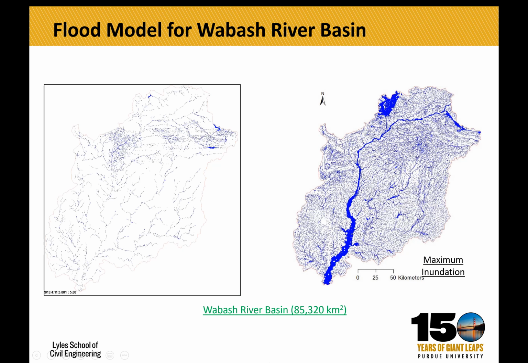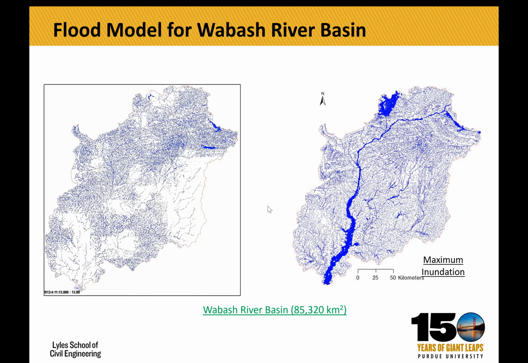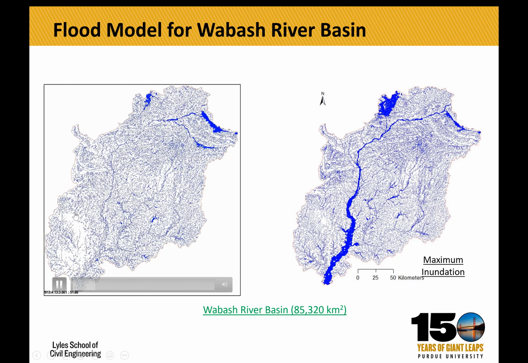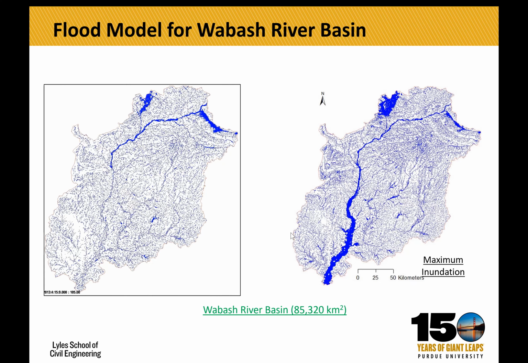So this is a complex model. It does require a lot of computational resources. So we are trying to reduce the computational demand by using this hybrid approach, and then can we use this over a large area. So what you see here is the same model running for Wabash Basin. So Wabash covers almost the state of Indiana. So this is 85,000 square kilometers, and you can see we are able to run and get flood inundation at the street level by using this model.